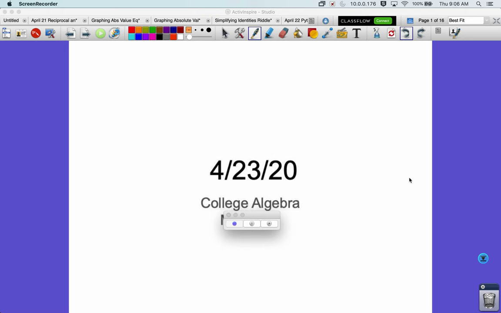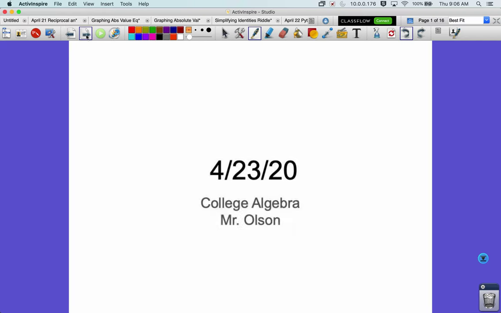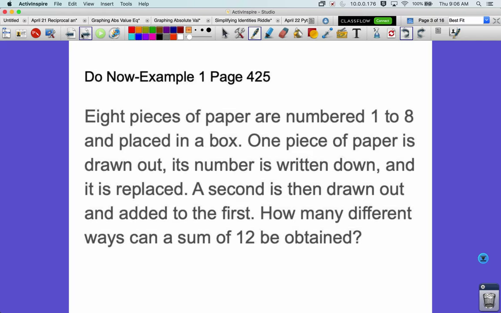We're starting a new unit today all about probability. So we need to talk today about the fundamental counting principle. All right. So imagine this is on page 425 if you want to follow along in your textbook. Do have your notes down. Go ahead and put today's date on them.